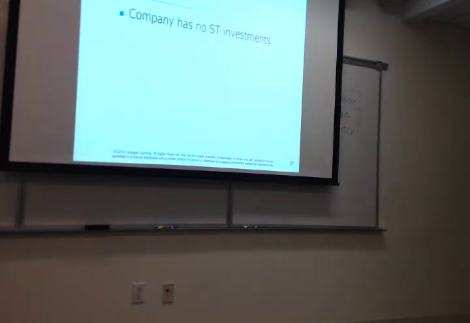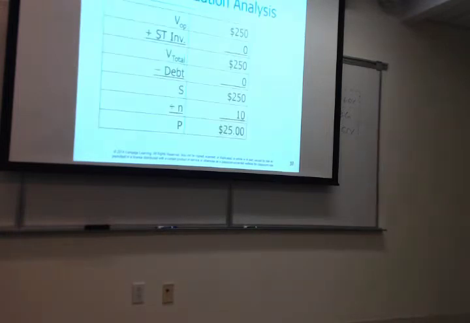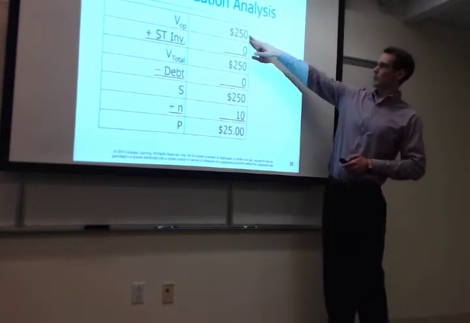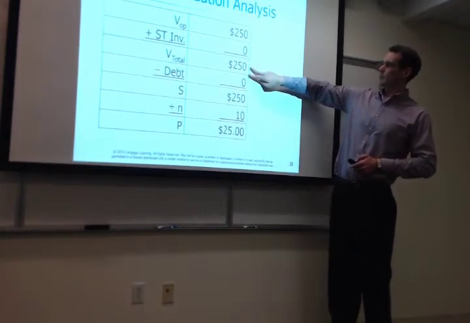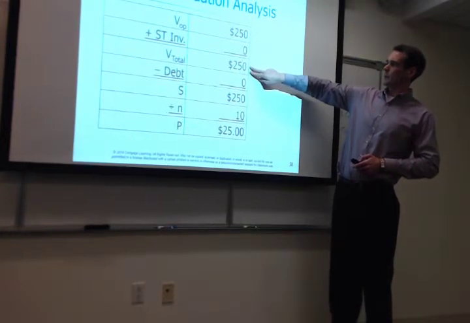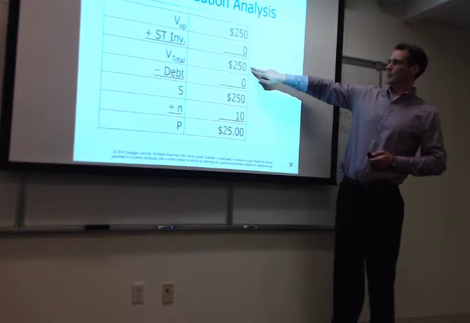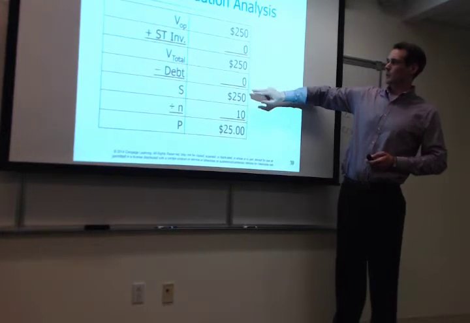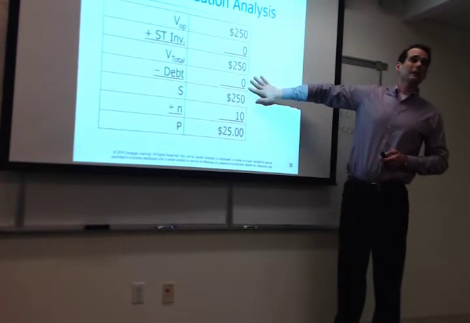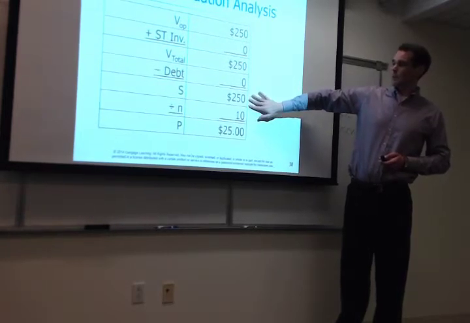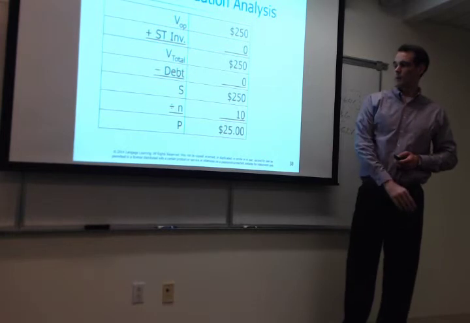All right, other data. The company has no short term debt, no preferred stock, 10 million shares outstanding. So suppose this company is valued at $250 million as a total value of operations, including any spare cash they might have, which they have none. None of that goes to the debt holders. So the total value of stock is $250 million, with 10 million shares. Price per share is $25.